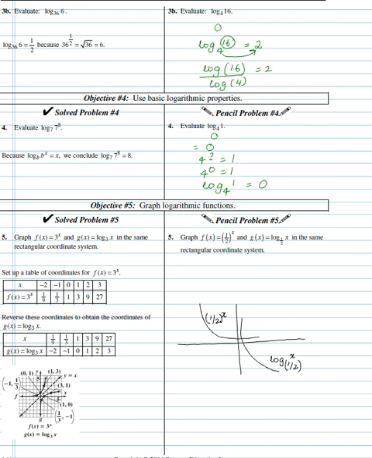Graphing your logs. So I'm going to go ahead and simply set up a table here. I have f of x is equal to half to the power x, and g of x here is log x to the base half. We know that logs and exponentials are inverses of one another.